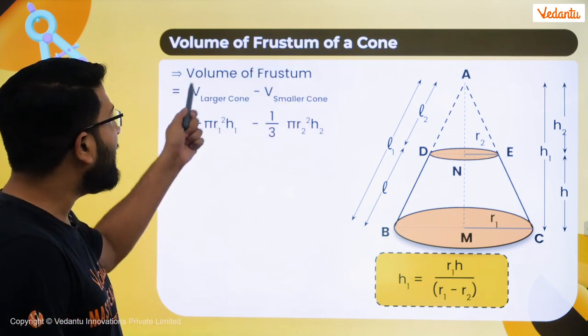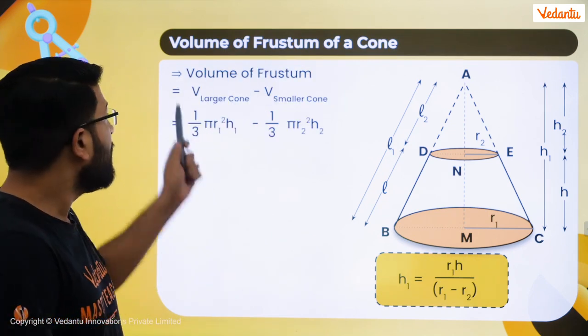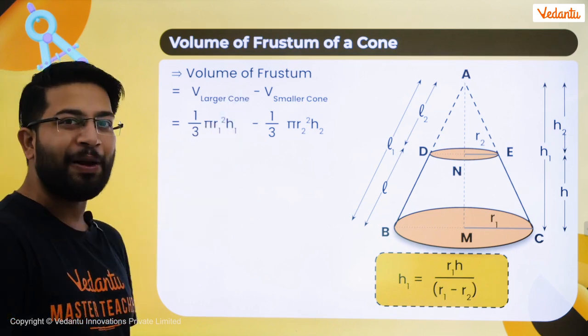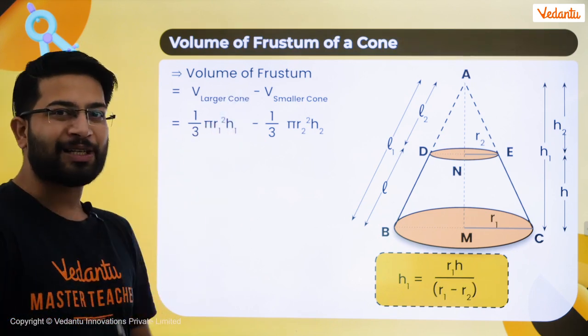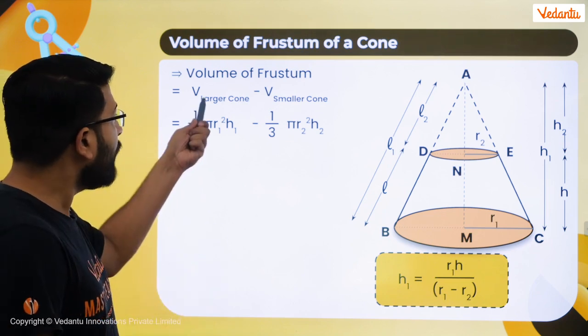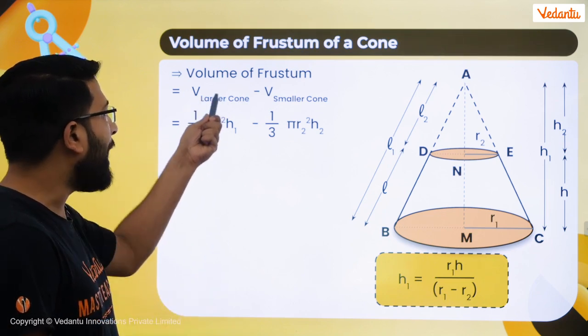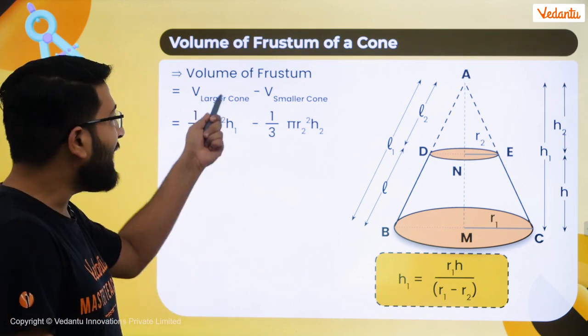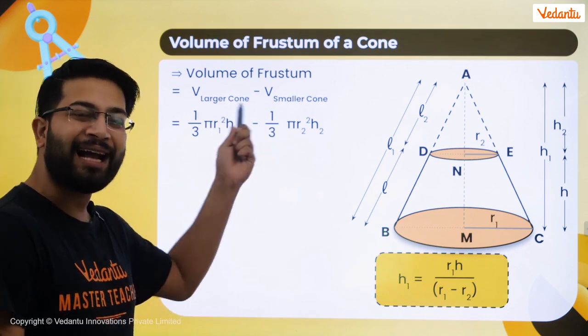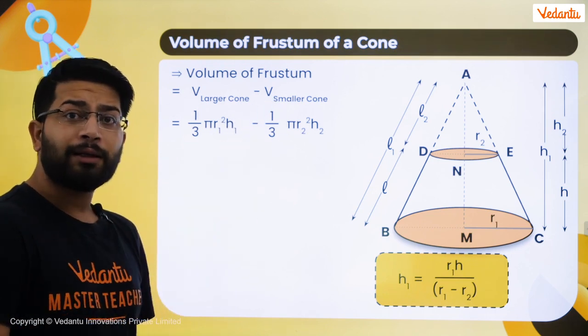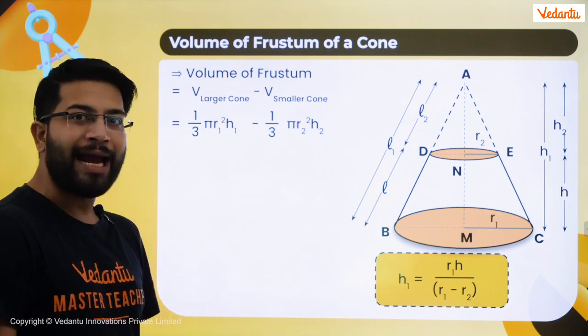Now, champ, we know that the volume of the frustum will be what? Volume of larger cone minus volume of smaller cone. The formula is what? 1 by 3 pi r square h, right? So now, champ, for the larger cone it is 1 by 3 pi r1 square h1. Same for the smaller one with radius r2 and height h2. But we want the height h, not h2.